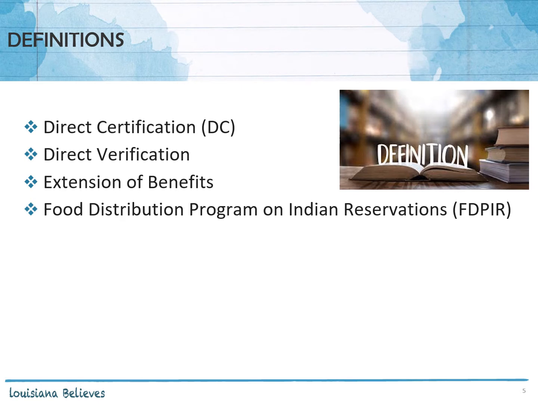Direct verification. The use of public records as a means to verify children's eligibility for free and reduced price benefits. Direct verification may be conducted with assistance program agencies or appropriate officials of other source categorically eligible programs to confirm eligibility for free meals.